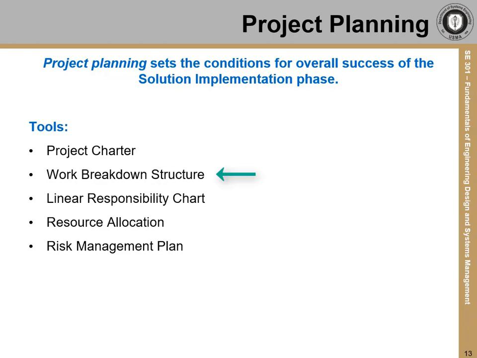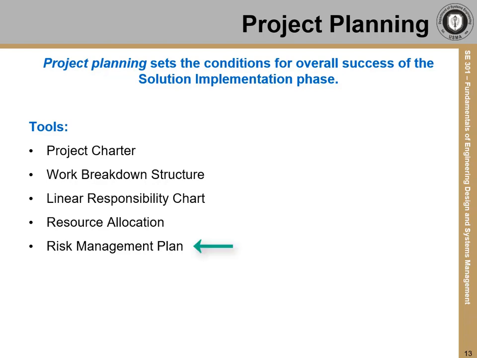The work breakdown structure clearly lays out the tasks or deliverables of the project. The linear responsibility chart aligns people or teams with tasks or deliverables. Resource allocation is just what it sounds like: allocating money or other resources to the teams responsible for different tasks in the project.